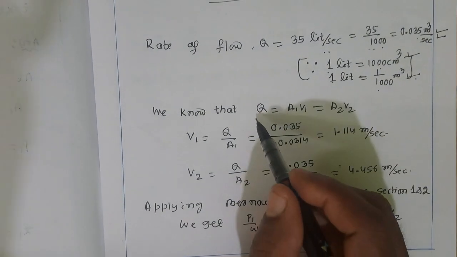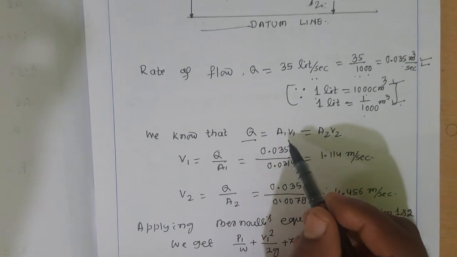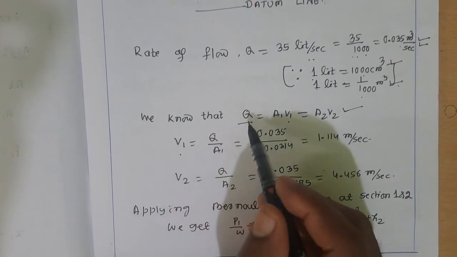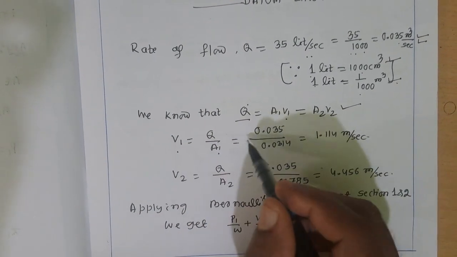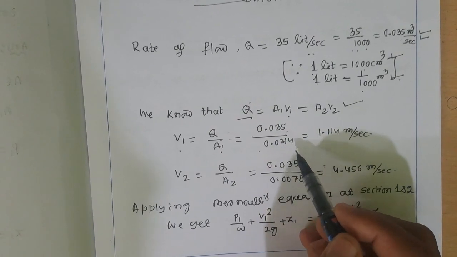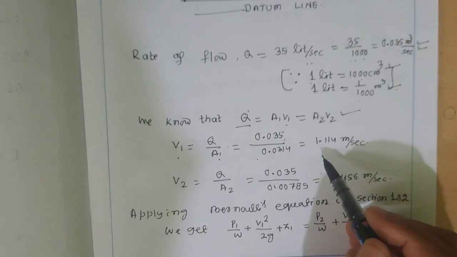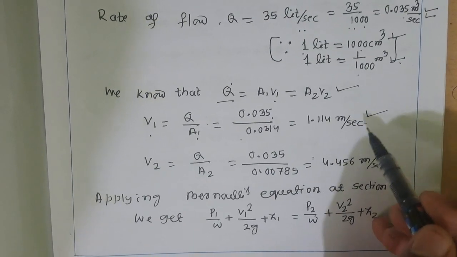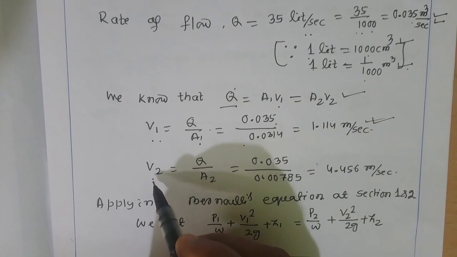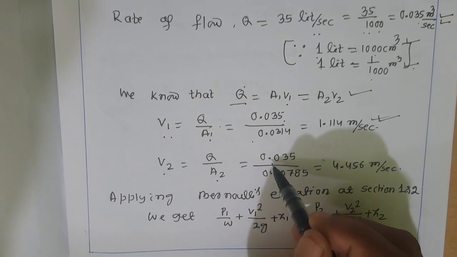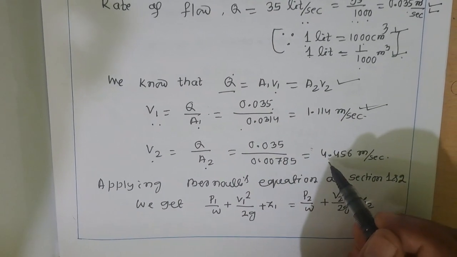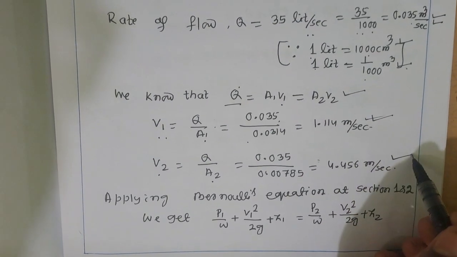We know that Q, the rate of flow, is equal to A1 V1, equal to A2 V2. Therefore, V1 is equal to Q by A1, equal to 0.035 divided by 0.0314, equal to 1.114 meter per second, because the unit of V1 is meter per second. Or V2 is equal to Q by A2, equal to 0.035 divided by 0.00785, equal to 4.456 meter per second.